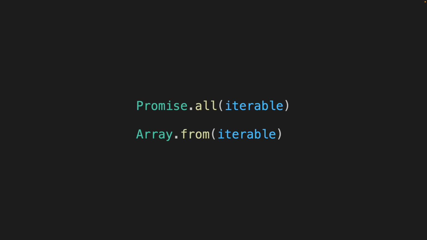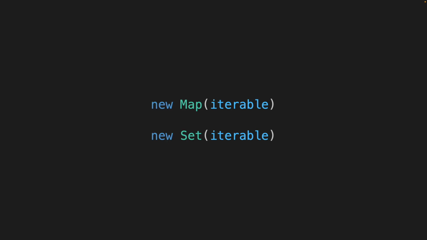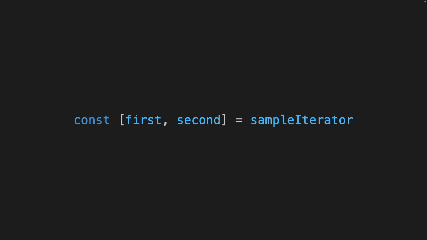So if you have a generator which produces some sequence of data or some sequence of promises, for example, you can pass that to promise all. Or you can construct an array from an iterable. Also, which is very interesting, the map and set constructors also take an iterable. So it's possible to construct maps and sets with iterables. Something which I also found very interesting is if you have an iterator, you can destructure it. For example, if you're only interested in the first two elements of an iterator, you can just destructure it and it will just work.